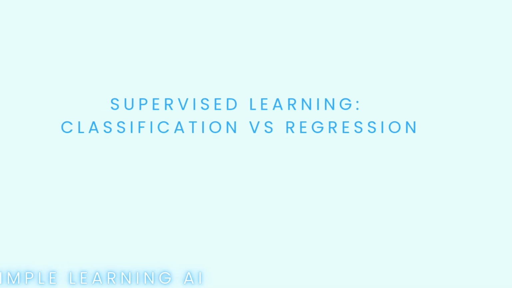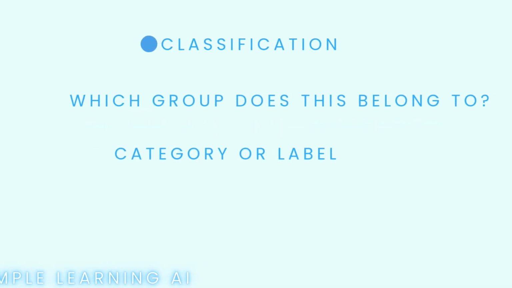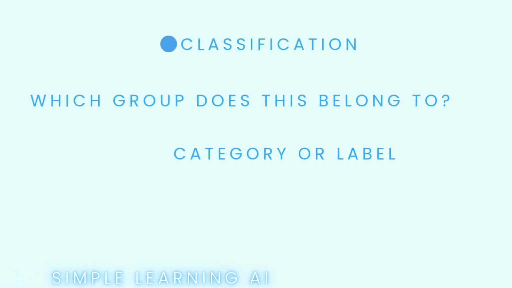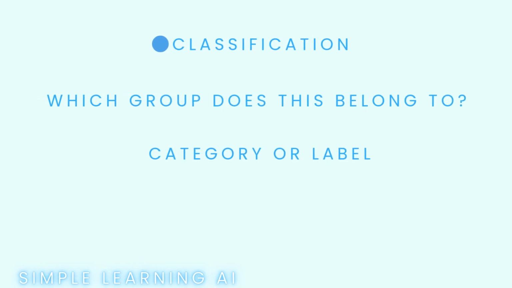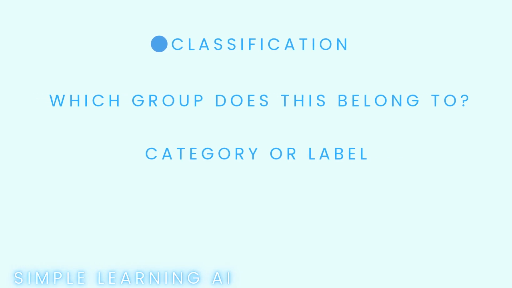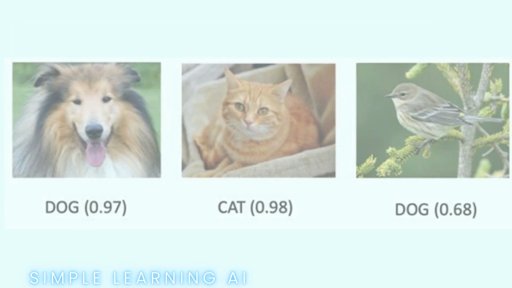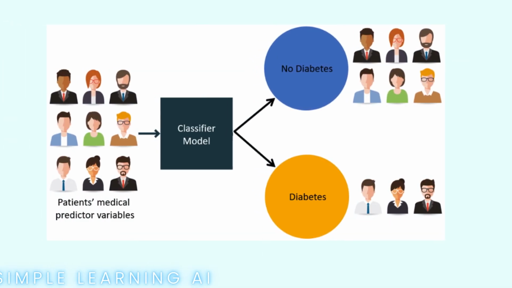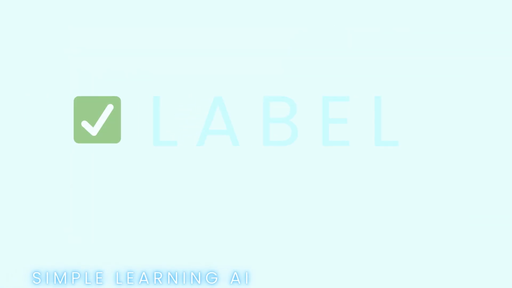In supervised learning, the machine learns from data where we already know the correct answers. Let's start with classification. Classification is when the machine's goal is to predict a category or label. It's answering the question, which group does this belong to? Here are some examples. Is this email spam or not spam? Is this a cat, dog, or bird? Does this patient have diabetes or no diabetes? In every case, the output is a specific label, not a number.